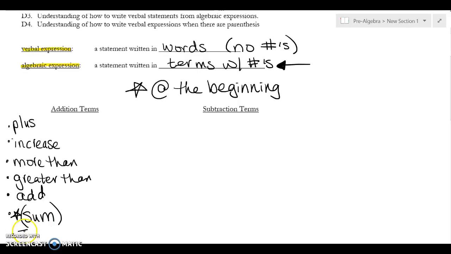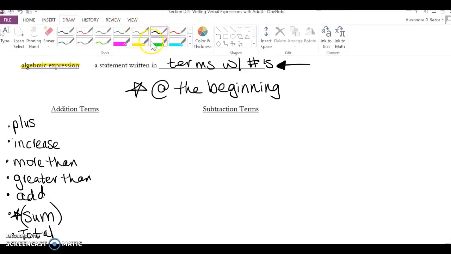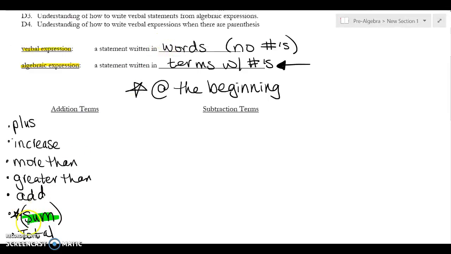One more word that I can think of is total. I want to find the total of something. So those are the main words we have for addition: plus, increase, more than, greater than, add, sum, which is super special, so we'll highlight it a different color, and total.